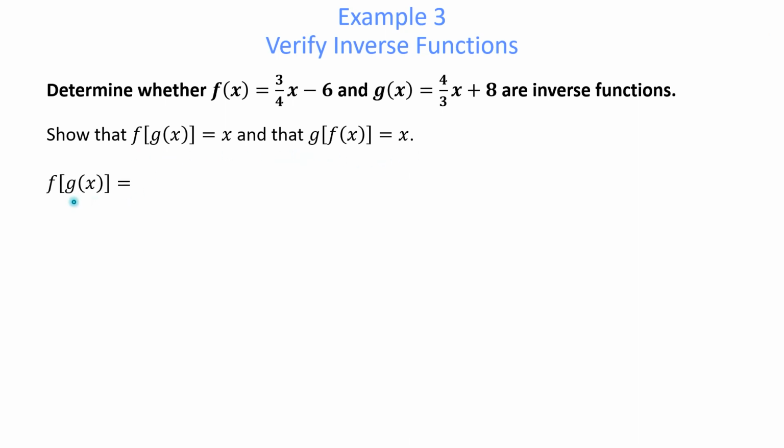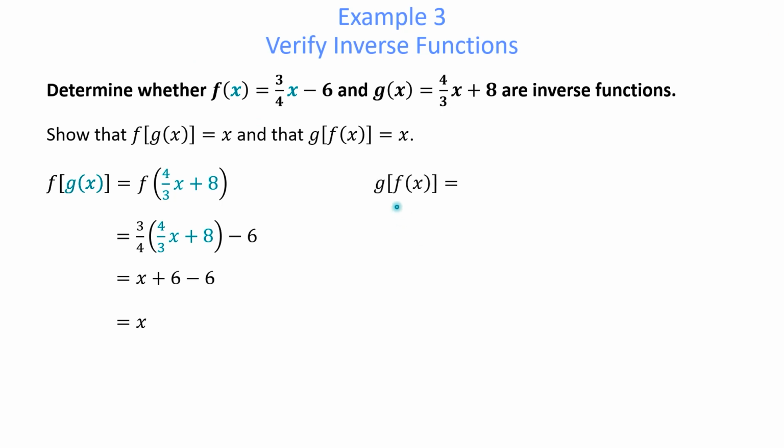Now, g of x over here can be replaced with what we have over here because they're equal. And then, because we're dealing with the function f, the x value for the function f, we replace this with what we have over here within the brackets. That gives us the following. Now we can expand this bracket using the distributive property to give us the following, and when we simplify this, we get the value x.